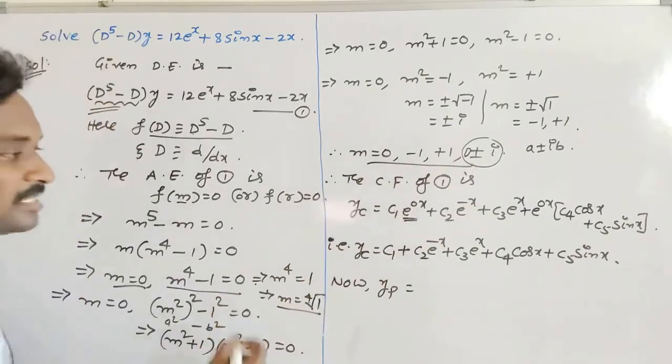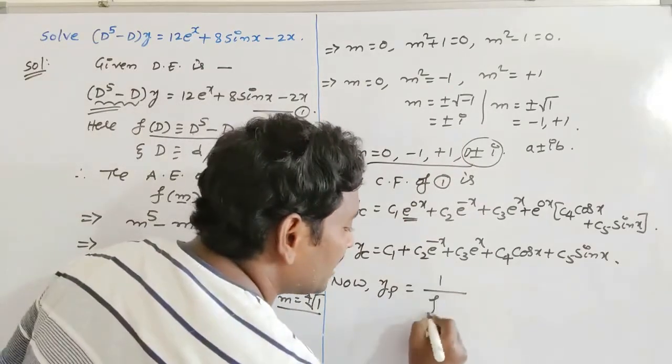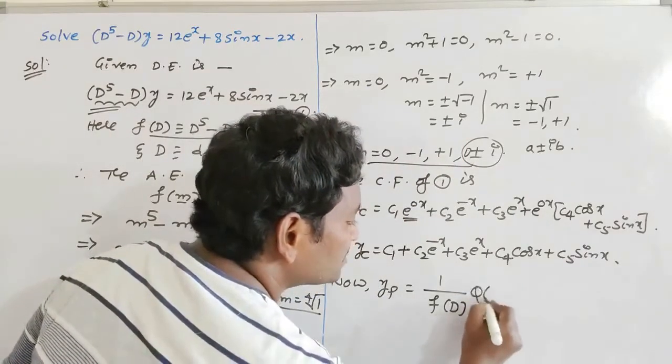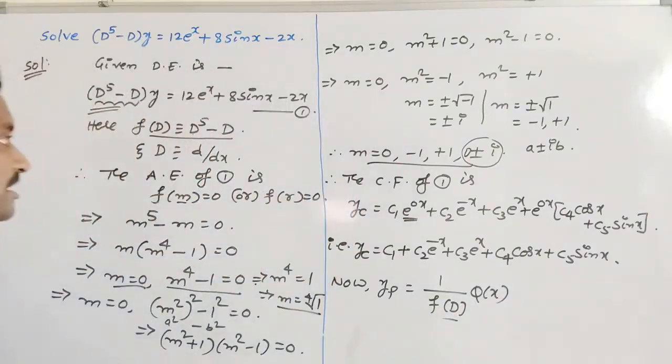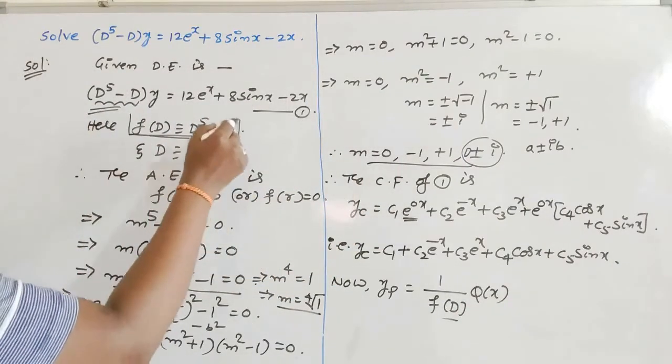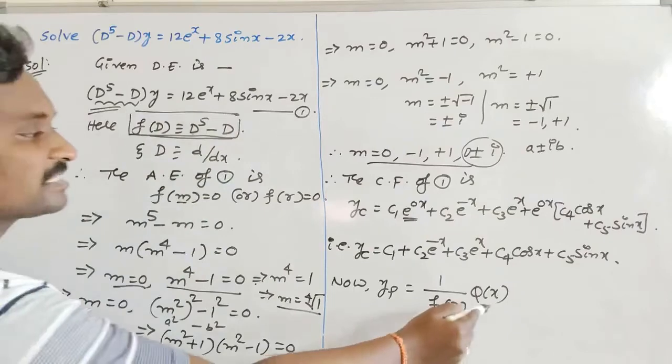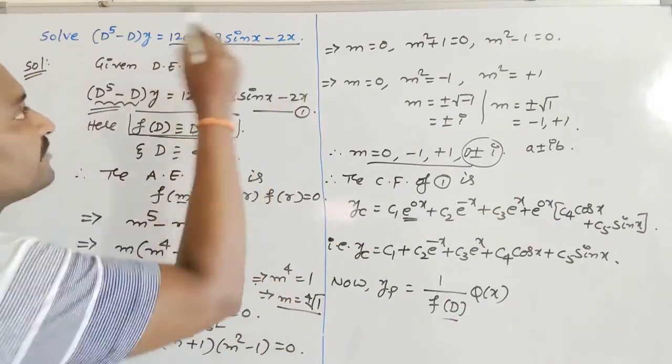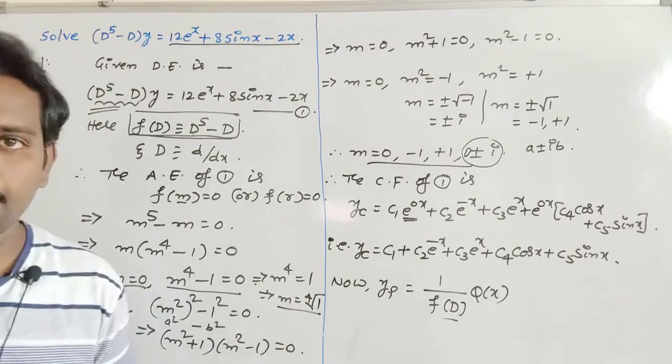Now what is the formula for yp here? 1 by f(D) of Q(x). What is the function of D? This one, D^5 - D, and Q(x) is nothing but the entire right hand side function.